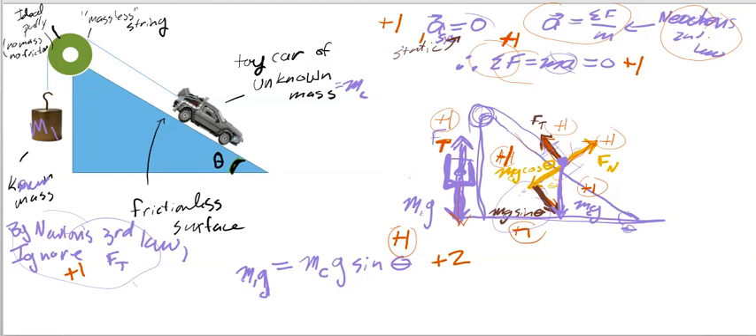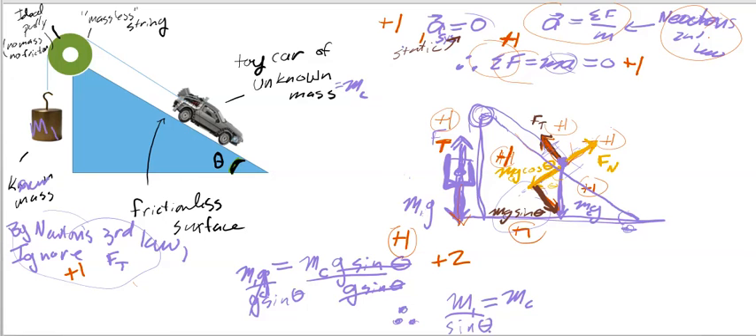And then the last step, we want to solve for mc. So we have g sine theta, which cancels out, over sine theta, and you can absolutely do that, equals MC. So that's your answer. Give yourself 2 points for that.